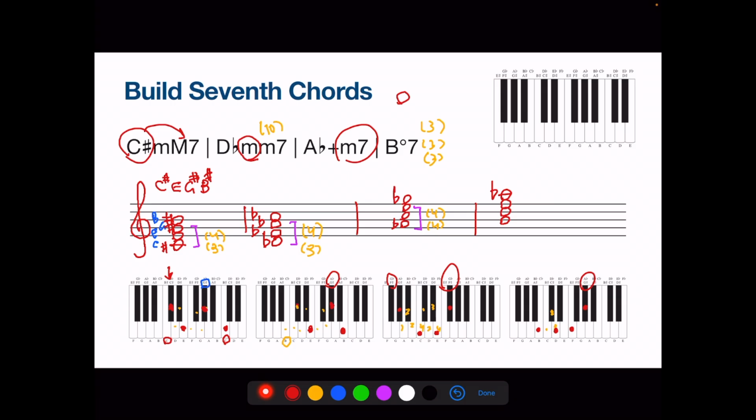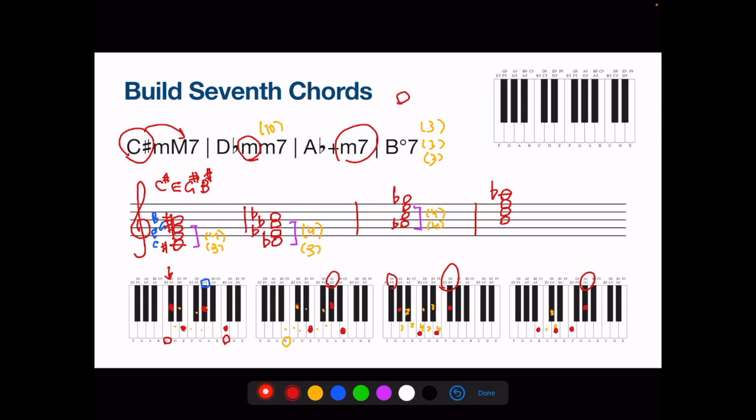So once again, C sharp minor major 7 is going to be this, and D flat minor minor 7 is going to be this, and A flat augmented minor 7 is going to be this. And then a B fully diminished 7. All right, so hopefully this is going to be helpful for your assignments.